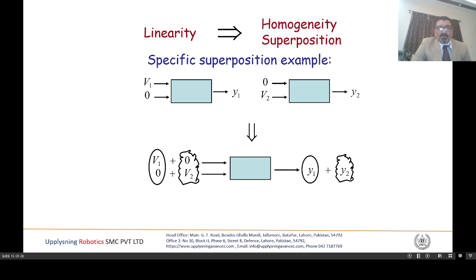Again, we can specify superposition in a voltage way. On the left side you can see V1, 0, and below it 0, V2, and on the downside we can make a matrix, V1 plus 0, 0 plus V2. The output will be Y1 plus Y2. Because this is a homogeneous superposition, very easily we can solve it and sum them. Let's go through some examples so that we can understand this.